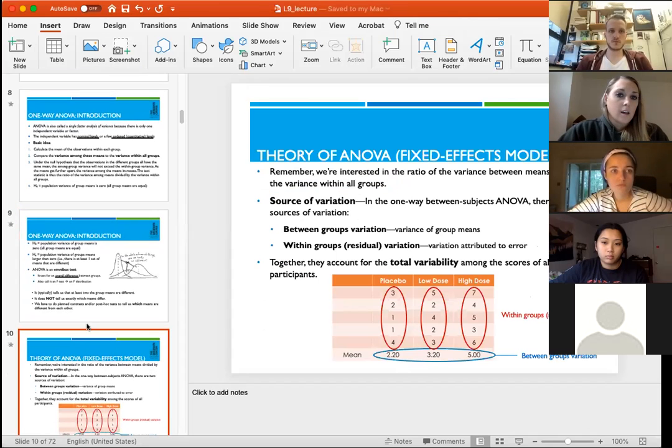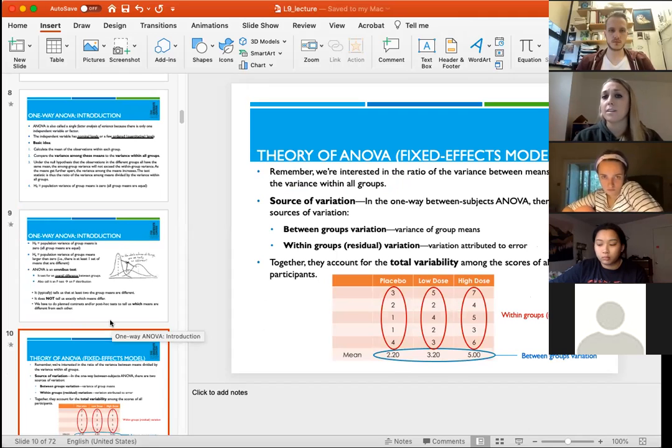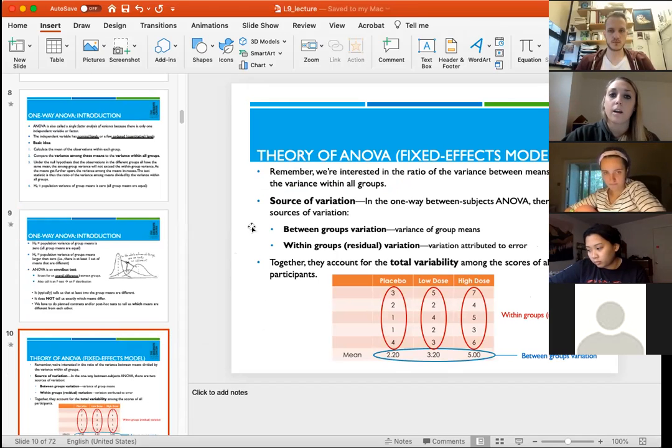All right. So the theory of an ANOVA, you also might call this a fixed effects model, just as you're reading and whenever you're going through your textbook and stuff. If you use other stats textbooks and you're reading about this, it's also called a fixed effects model. So whenever we're thinking about ANOVA, we are going to want to break down our sources of variation.